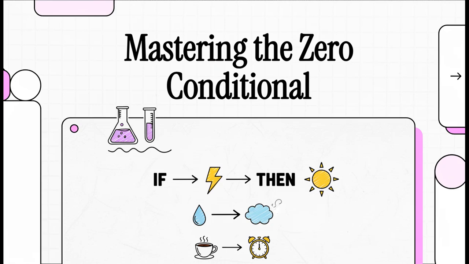Hey everyone, and welcome. Today, we're going to break down a really powerful tool in English grammar, the zero conditional. Seriously, if you ever want to state a fact with total, absolute confidence, this is what you need. So let's dive right in.